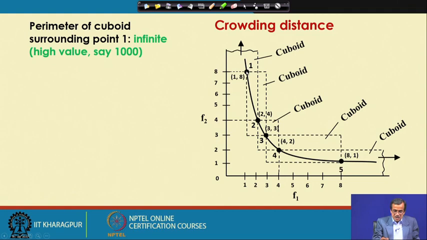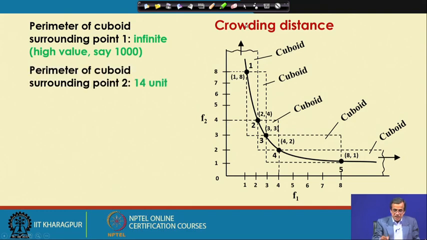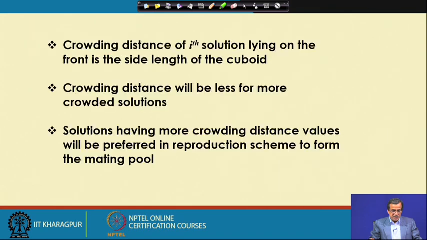Now, the crowding distance value for this particular point 1 will be more, because if I construct one cuboid, this is the cuboid, and it will go towards infinity. So, the crowding distance value for point 1 will be very high compared to point 4. For point 4 we have a cuboid something like this, whose crowding distance value will be less. This example I will take after some time, but before that let me explain the concept.